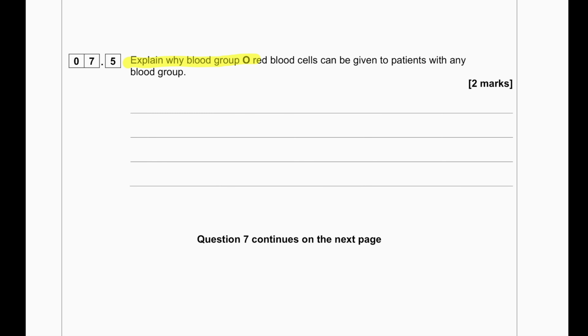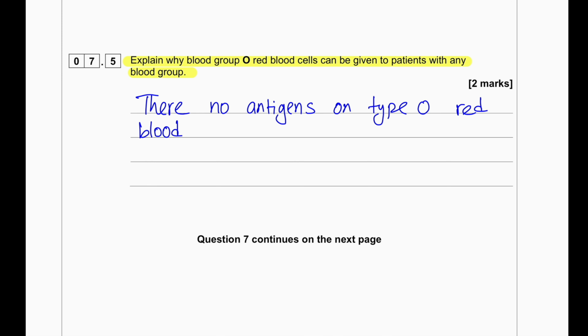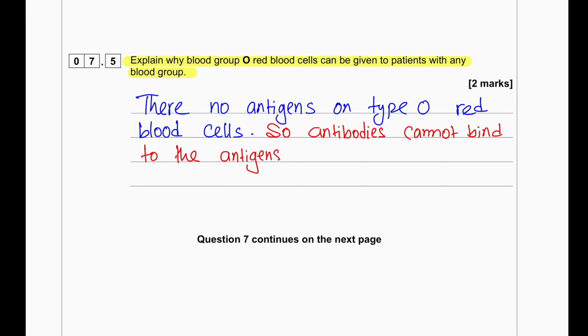Explain why blood group O red blood cells can be given to patients with any blood group. Type O red blood cells contain no antigens, so antibodies of either blood group cannot bind to the antigens of the red blood cells.